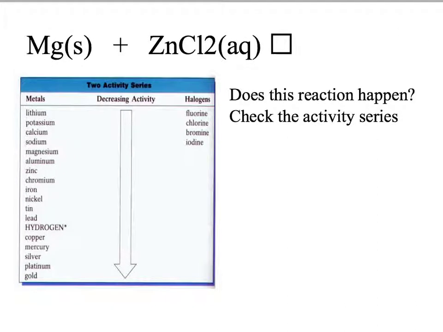I'm going to leave the rest of these for you. But the main idea is that you should be able to go through a whole bunch of single replacement reactions. You always check the activity series, and then you simply replace the one compound or the one element with the other element that has the same charge.